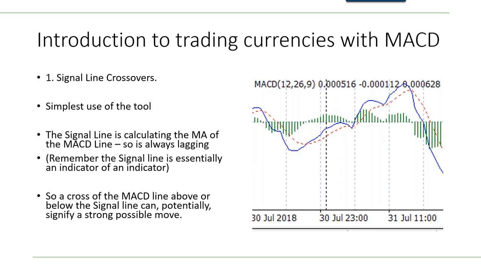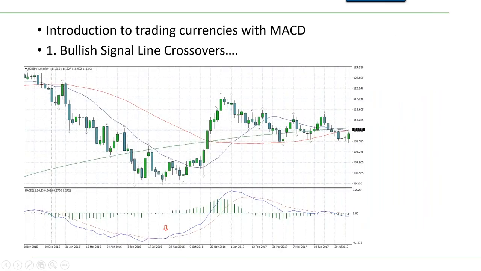The signal line is effectively calculating the moving average of the MACD line. So it is always lagging. It is always slightly lagging behind price, because remember, the signal line is essentially an indicator of an indicator. So it is always going to be a little bit behind price. In this particular case, that would be the red dotted line on the MACD indicator. That's the signal line, and that is always going to be slower.